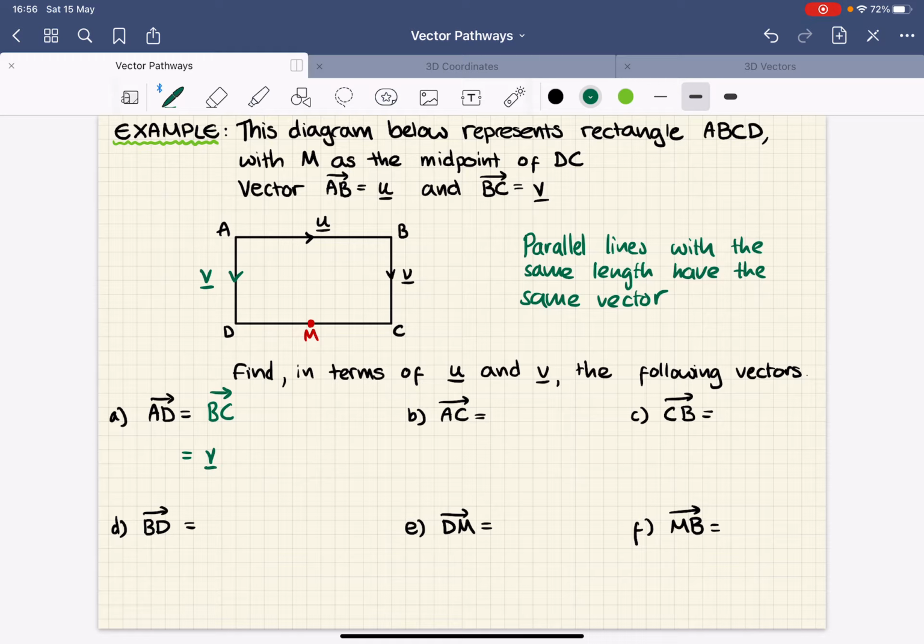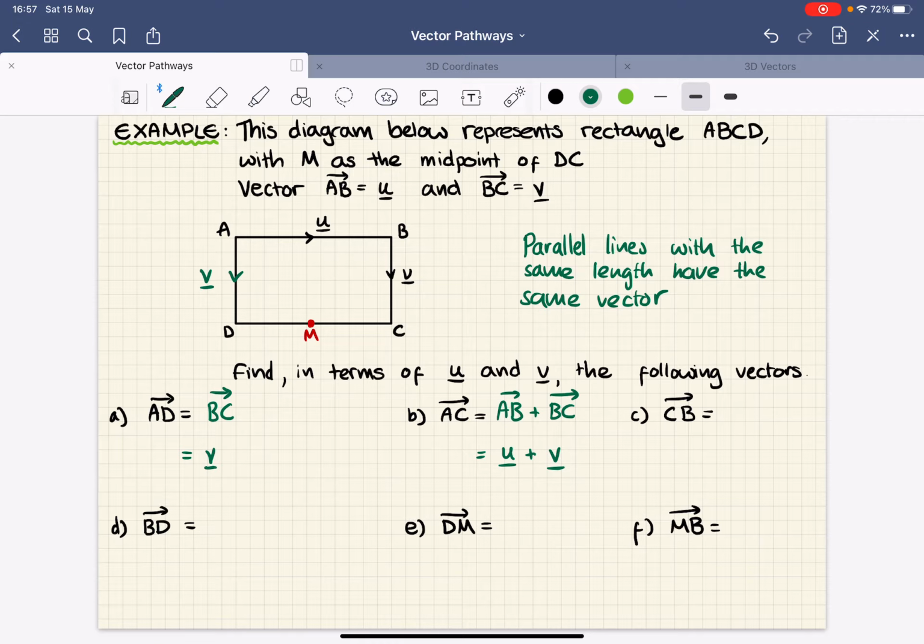And now I want to find out my vector pathway from A to C. So the route that I could take from A to C, what we kind of think about is this direction here, but obviously I don't know what that diagonal is going to be, so I've got to look at what other paths I could take. So I could go from A to B and then B to C, and along that way I know what all the vectors are, so that's exactly the route I'm going to take. So A to B is that U, and then B to C is that V.